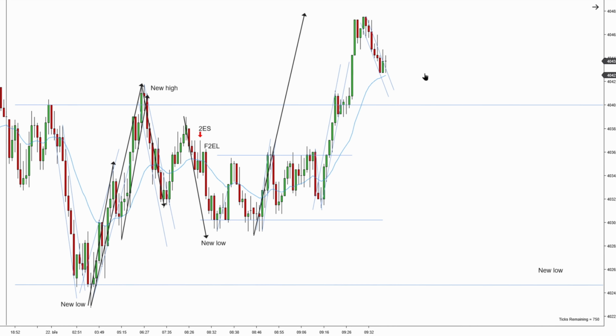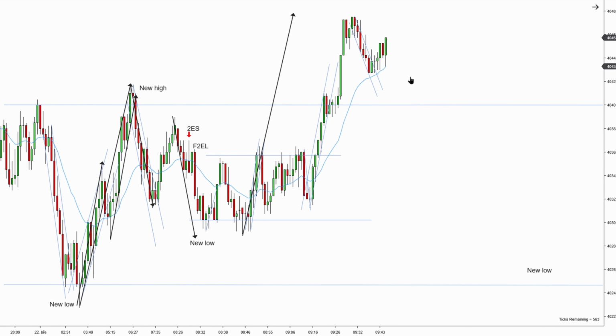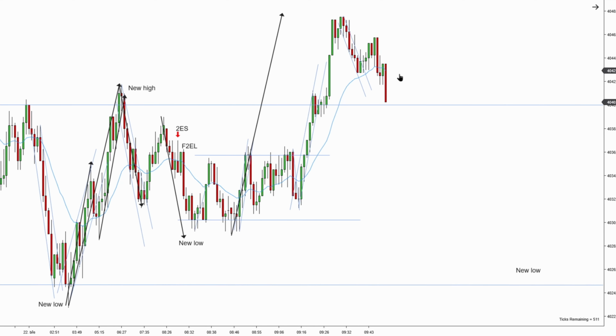But at the same time, the EMA keeps holding, so it is tempting to go long. You can't go long because you have a downtrend in place. Even though you have a second entry long, you can't go long. This downtrend can get a new low tested. There is no trigger high above the higher low, so you can't go long as well. And prices are trending to the downside.